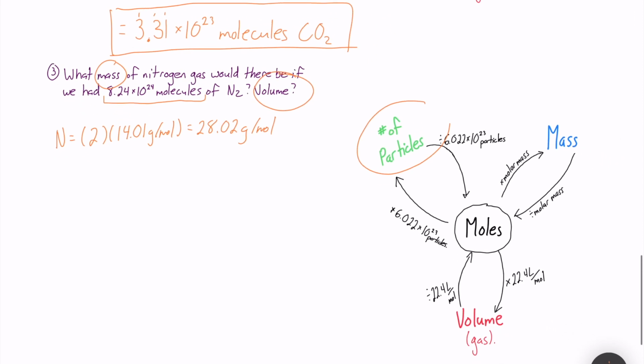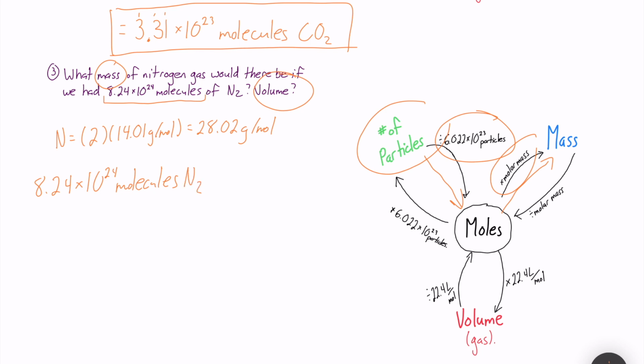Now let's figure out the mass if we are starting at particles. So if we're at particles, we first want to get to moles. So we have to divide by 6.022 times 10 to the 23. And once we're at moles, we must get to mass. So we are going to multiply by the molar mass, which we just found. So let's begin. We have 8.24 times 10 to the 24th molecules of N2.